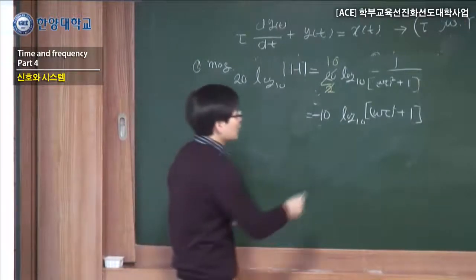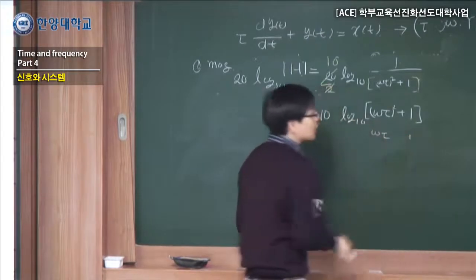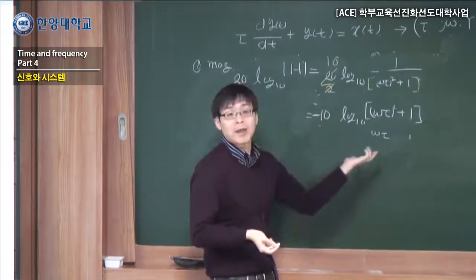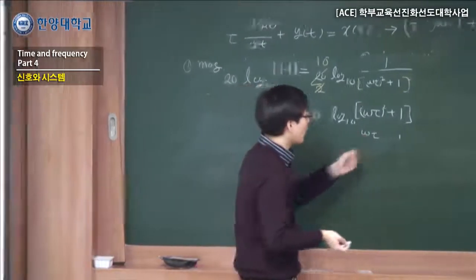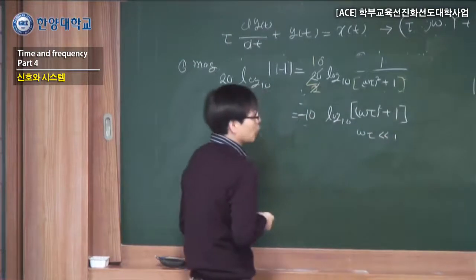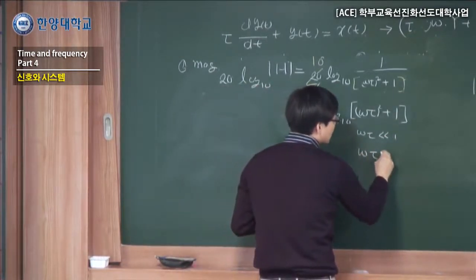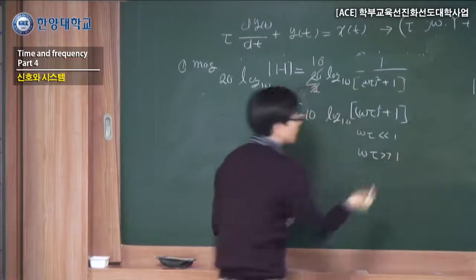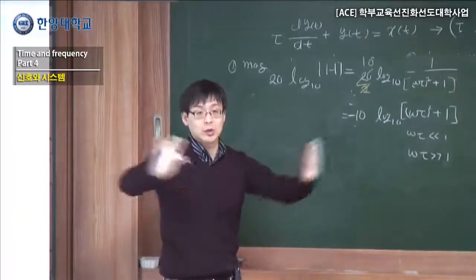First of all, if you see here, omega tau and 1 are the major variables over here. If omega tau is much smaller than 1, that's one extreme case. Another extreme case is omega tau much bigger than 1. There are two extremes, right?